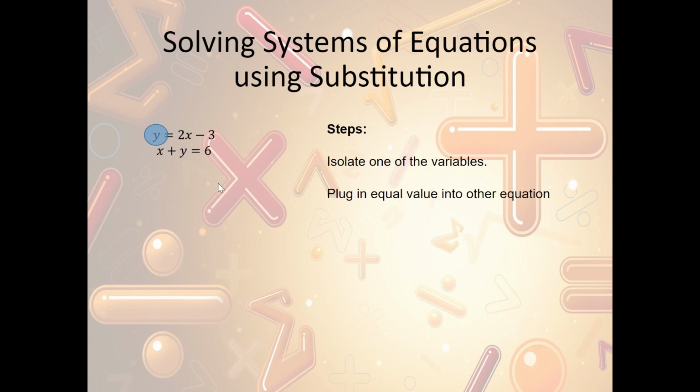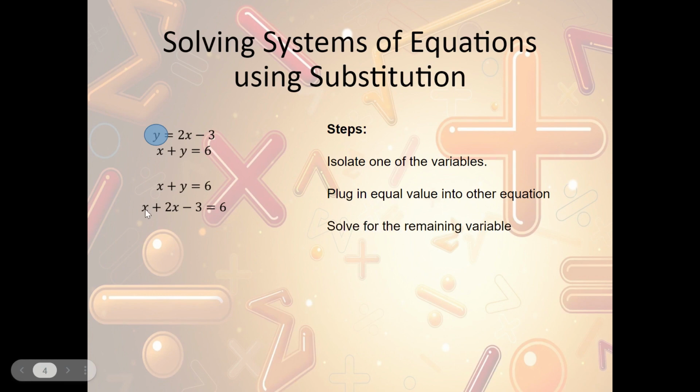So what I'm going to do is plug in the value on the other side for y into the other equation. So I have x plus y is equal to 6, but y is really equal to 2x minus 3. So I'm going to plug that in. So now it says x plus 2x minus 3 is equal to 6. Now I can solve for x.